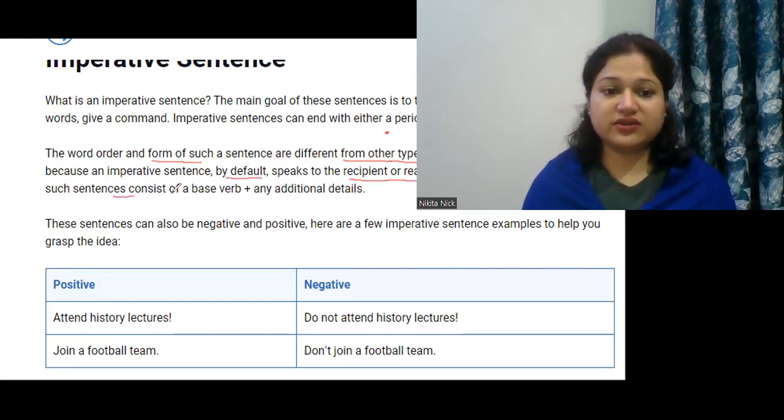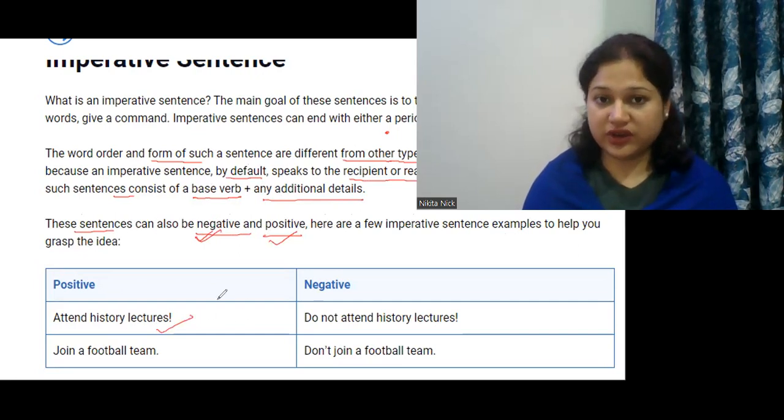Generally, such sentences consist of a base verb plus any additional detail. These sentences can also be negative and positive. So we have seen in all four types that it could be negative or positive, depending on the situation. For example, attend history lectures. Do not attend history lectures. Join a football team. Don't join a football team.